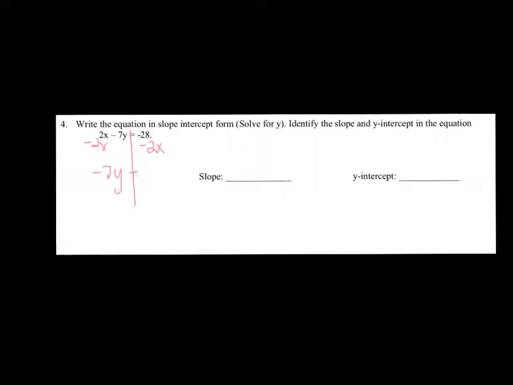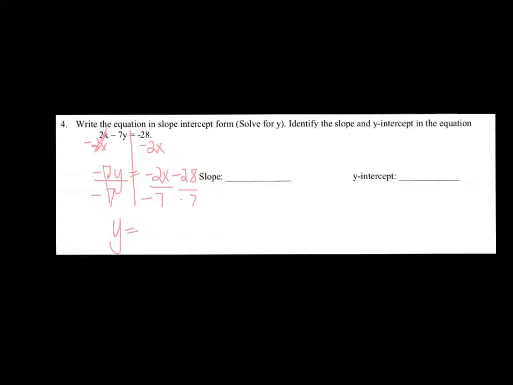Then I'm going to write down what I have left. On the left side, I just have -7y because these 2x's cancel. And on the right side, I see -28 minus 2x. They're not like terms, so we can't combine them. So I'm going to just write the x part first and then the non-x part. Then, to undo the -7, we're going to divide everything by -7. So -7's cancel. We have y equals. And our last step is just to simplify.